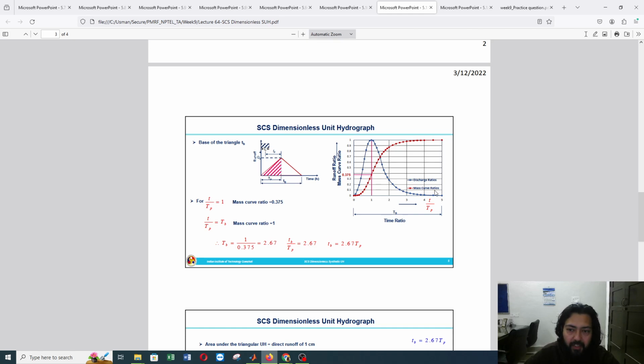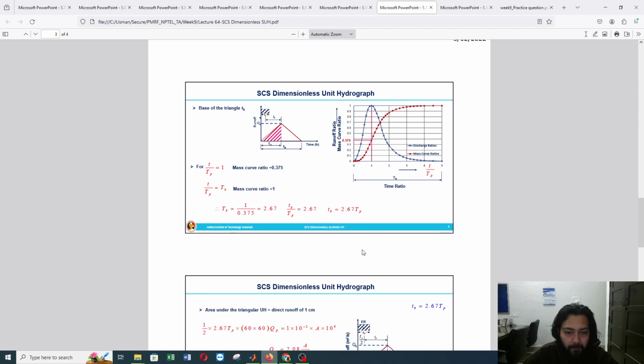So when we divide these two terms, we will get the value of time base. So the value of time base is equal to 2.67 of TP. So for a dimensionless unit hydrograph, the time base is equal to 2.67 of time to peak. So whatever time it takes to obtain a peak discharge, multiplying by 2.67 will give us the overall time base, right?